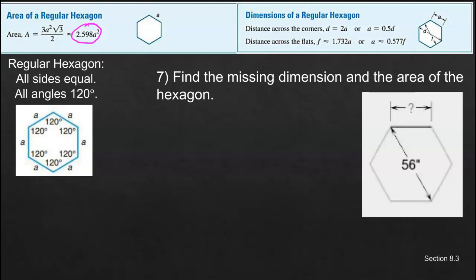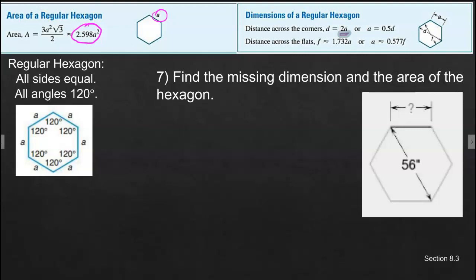And then distance across the corners. So from corner to corner, our distance is 2 times A. And remember, A is the length of a side. Or we can do 0.5 times the distance. It's going to be that, right? So that would come out the same way depending on which way we solved it.